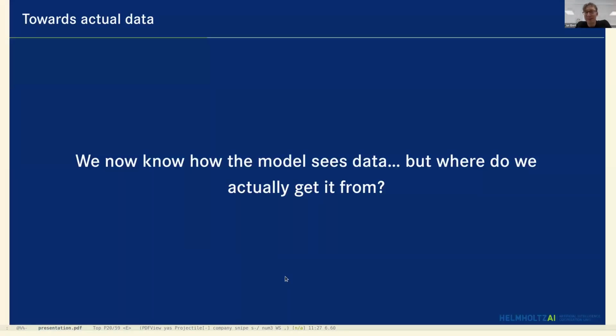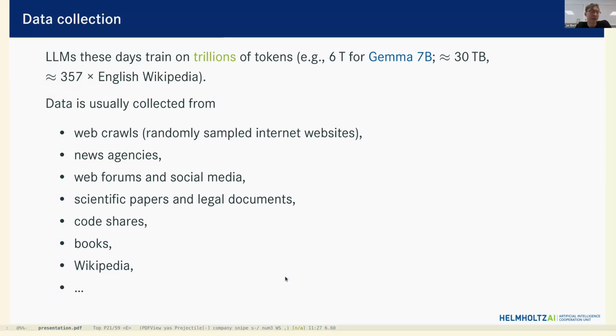All right, so now I hope we understand how the model sees the data and what data we actually put into the model. But where do we actually get all that data from? So we'll talk about data collection. Language models these days train on trillions of tokens. That's a number with 12 zeros. So a crazy amount of text data that these models consume.